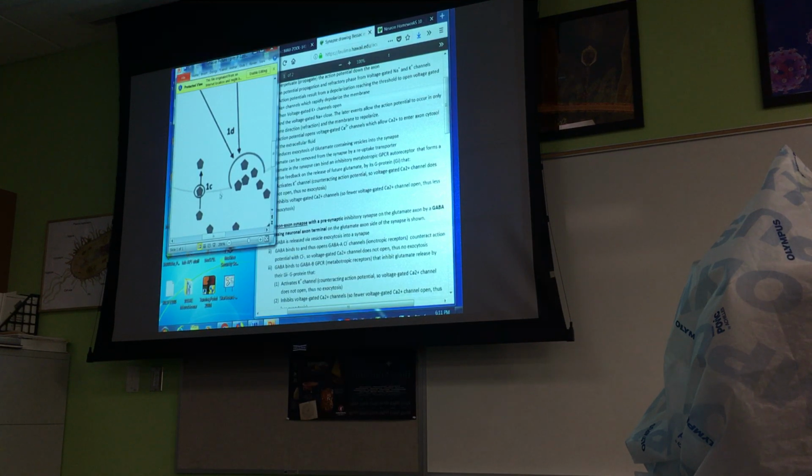Glutamate can be removed from the synapse by the transporter.